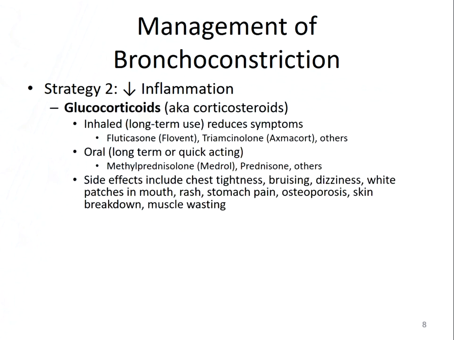And probably the biggest, the strongest arrow in our quiver for decreasing inflammation are glucocorticoids or corticosteroids. We have both inhaled and oral versions. We also have intravenous versions. They can be for long-term use, or they can be for kind of more shorter-term, quick-acting. A number of side effects that we are all familiar with, including osteoporosis, skin breakdown, and muscle wasting with long-term use.